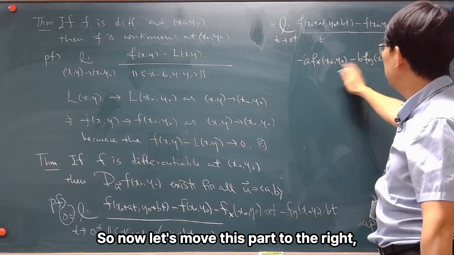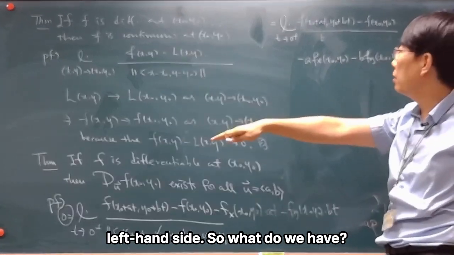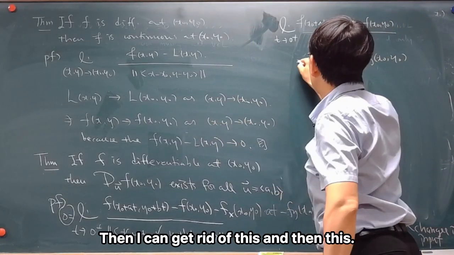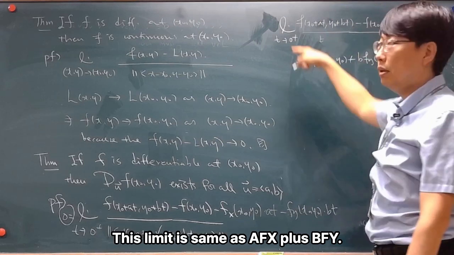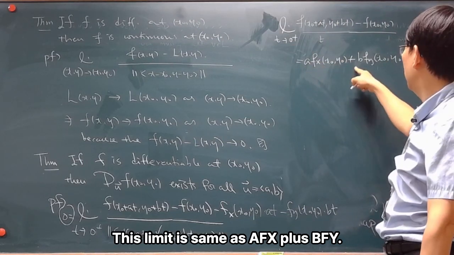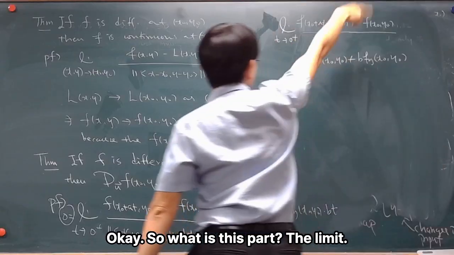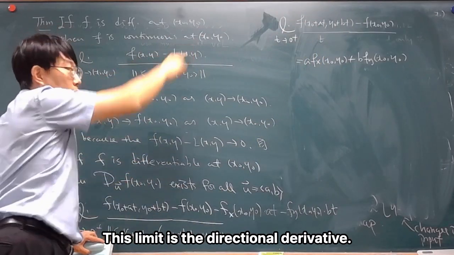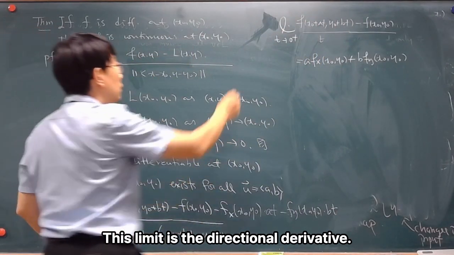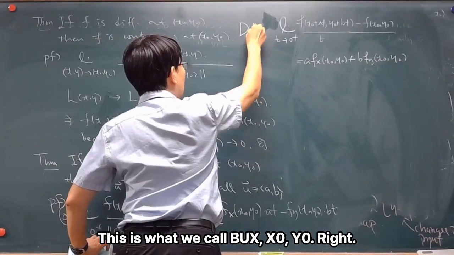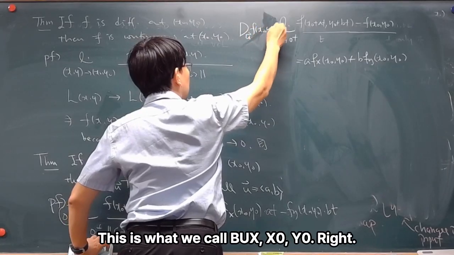So now let's move this part to the right-hand side. So what do we have? Then I can get rid of this and then this. This limit is the same as a fx plus b fy. Okay? So what is this limit? This limit is the directional derivative. This is what we call Du f(x0, y0), right?